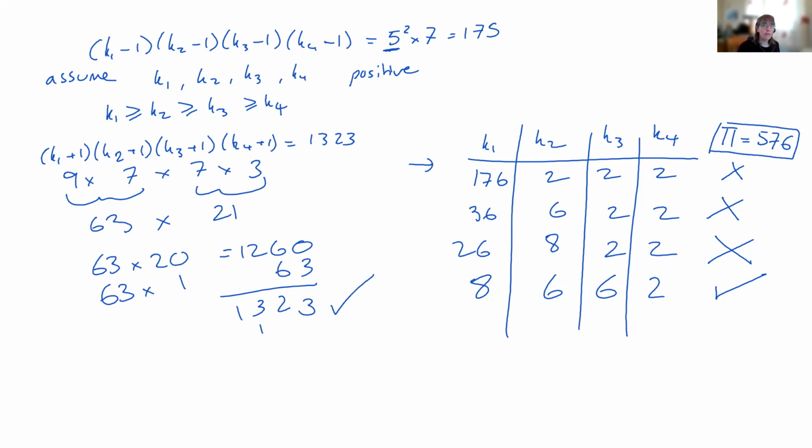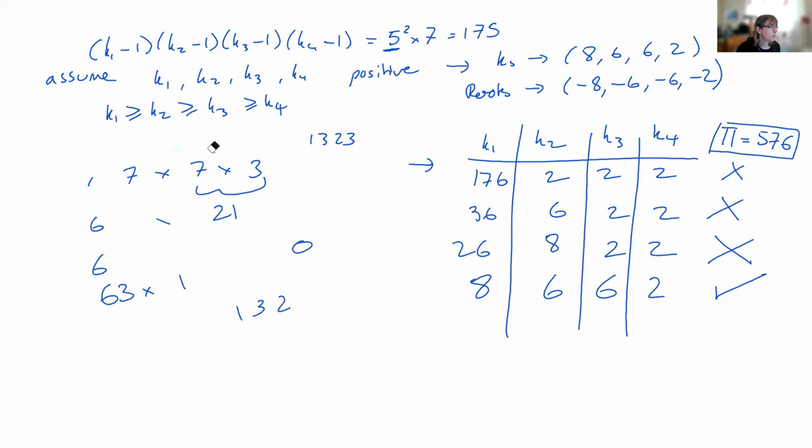Okay, so if they are all positive, then we have a solution that the k's are 8, 6, 6, 2, which means that the roots are -8, -6, -6, -2. Okay, let's get rid of some of these bits here. So we have one solution where all my k's are positive, which means that all my roots are negative.